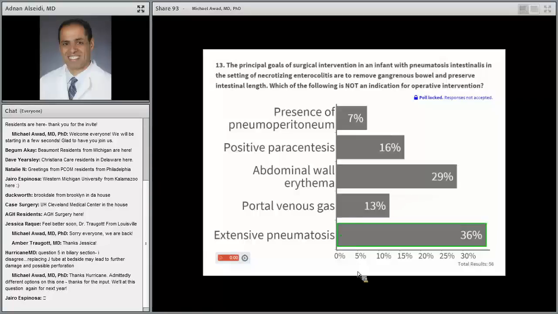So the answer is E, extensive pneumatosis. This is certainly outside my clinical purview, but in general, the only hard indication to go to the operating room is the presence of pneumoperitoneum, and everything else is still a very strong indication based on the whole big clinical picture. Extensive pneumatosis in itself is not considered a direct indication to go to the operating room, and sometimes that's treated medically as well.